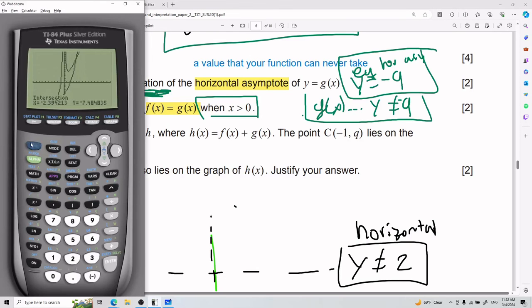And so go ahead, do calc intersect. Make sure you're on the positive side. Okay? Make sure you're on the positive side. Here is your intersect that you're looking for.